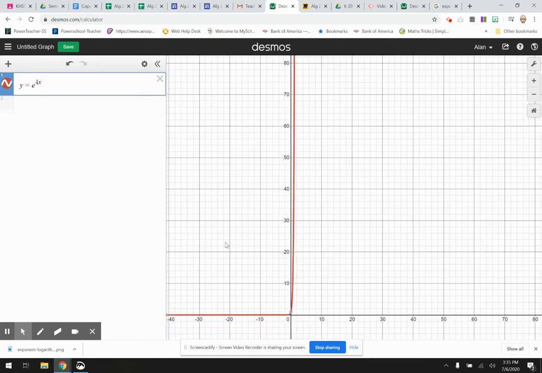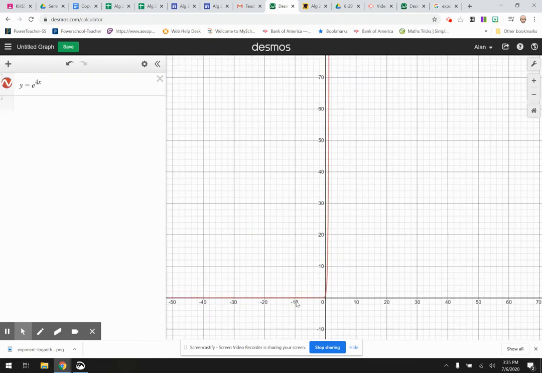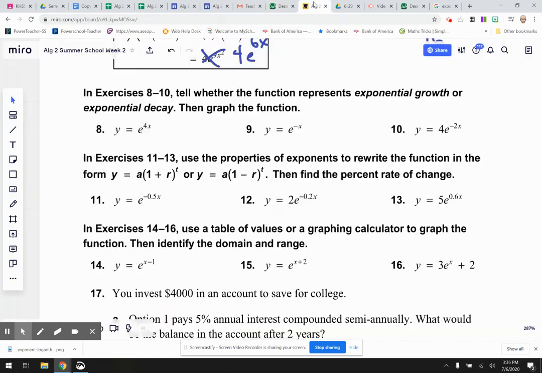I know it's kind of skinny. It's going in this way and then shooting up really fast. But as you read a book, you go across from left to right. As you go across, this goes upward. So that is a growth function. So underneath number 8 there, we're going to put growth. That is getting bigger as you go from left to right. And it's because of that 4 right there, because it's bigger than 1.